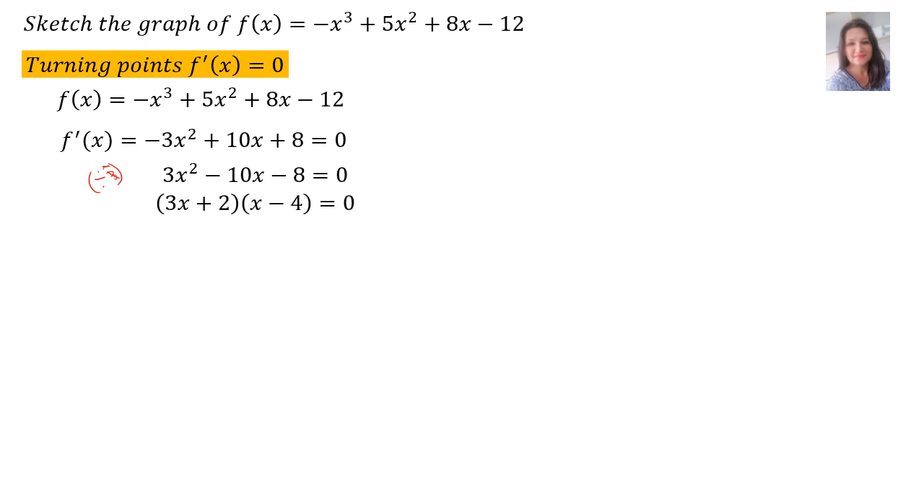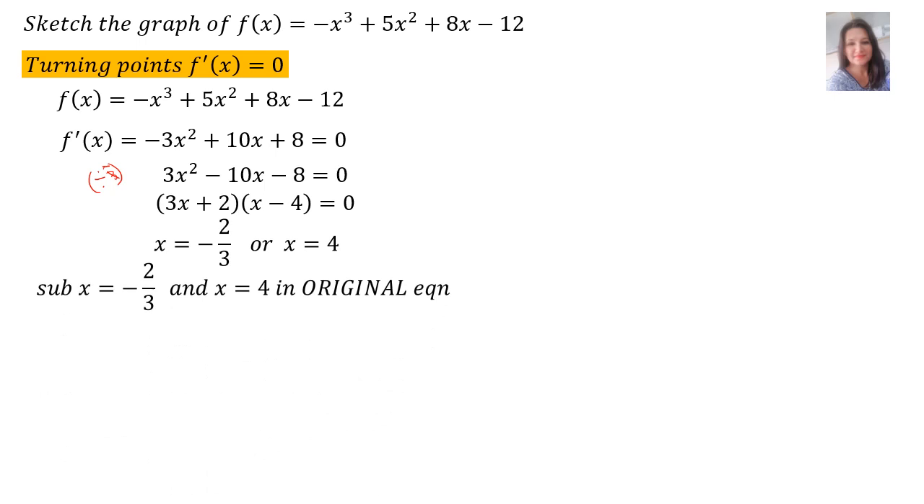And then that one you can factorize, and the factors are (3x + 2)(x - 4). And remember, if you can't factorize, you may use the quadratic formula to help you to find the factors. Therefore, x = -2/3, or x = 4.